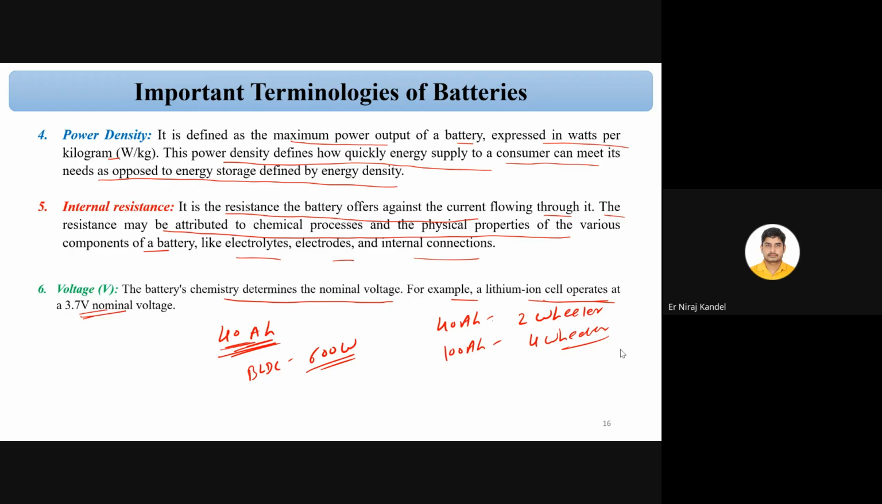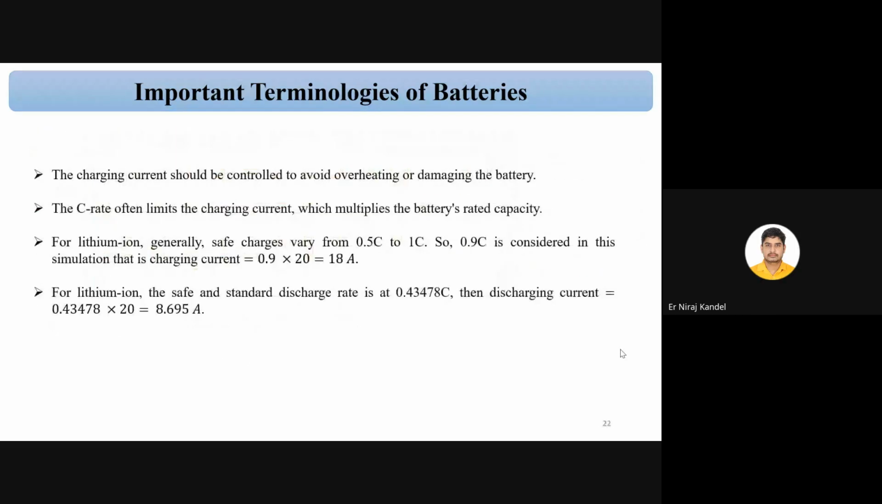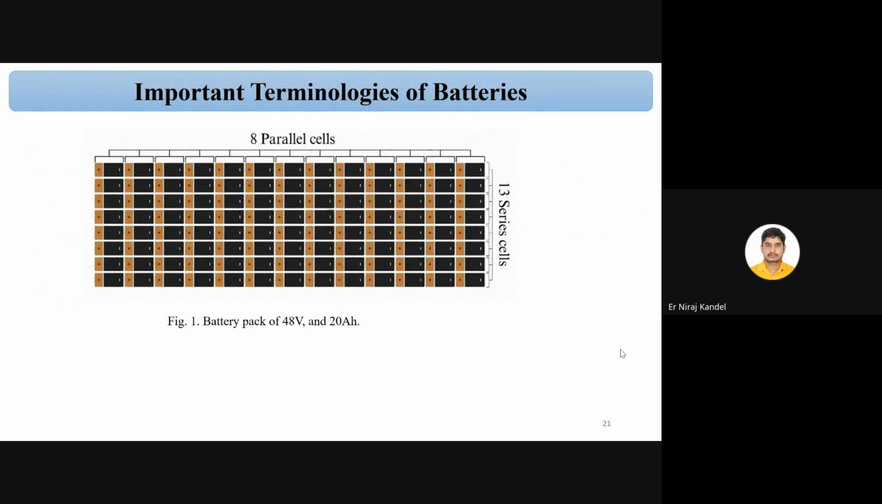In Kathmandu, we have different types of auto rickshaws which work on electric power. I have seen that they use eight batteries, each battery of 100 ampere hours. So I think in total it is an 800 ampere hour battery. So you can see how they are connected here.